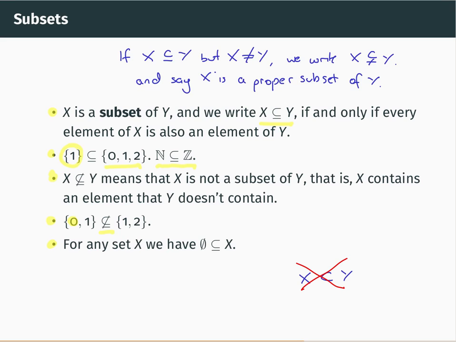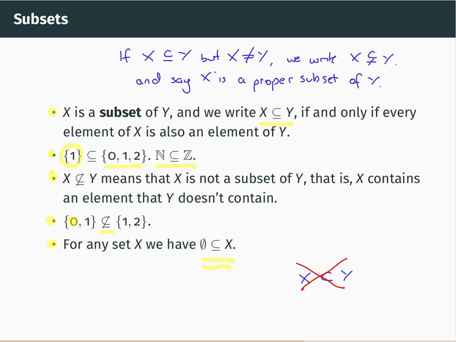Finally, let's note a quirk of the empty set. For every set x, the empty set is a subset of x. So every set, absolutely every set, has the empty set as a subset. That's because the condition that every element of the empty set is also an element of x is vacuously true no matter what x is, because there aren't any elements in the empty set. So if you like, you can just regard this as a convention. You don't have to make logical sense out of it. You can simply regard it as a definition.